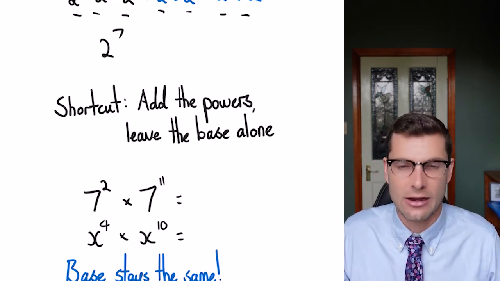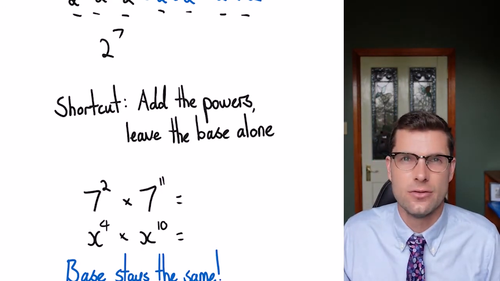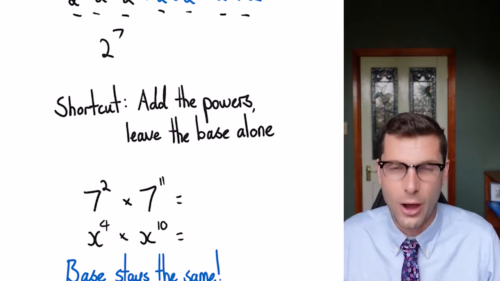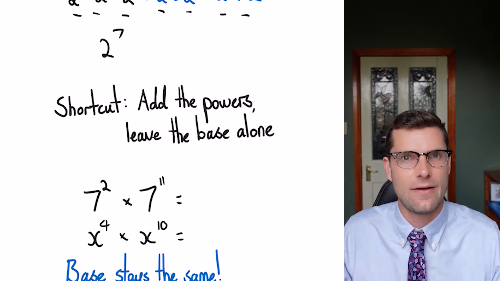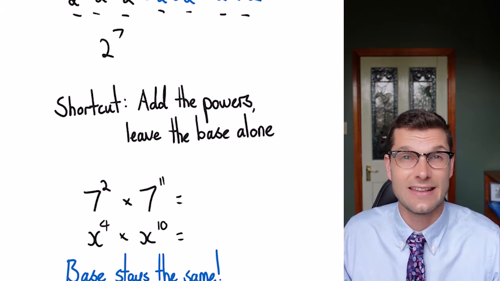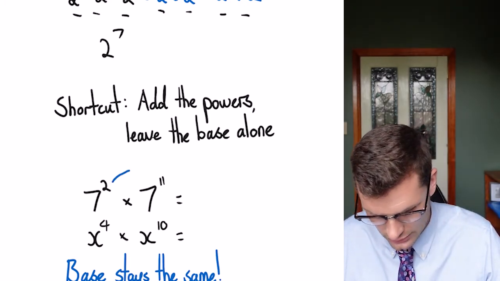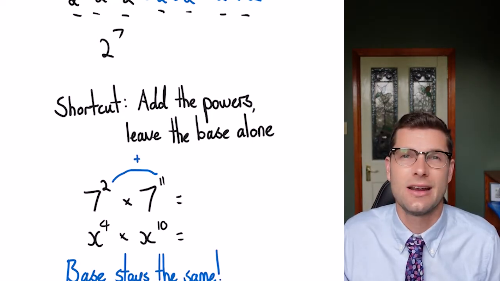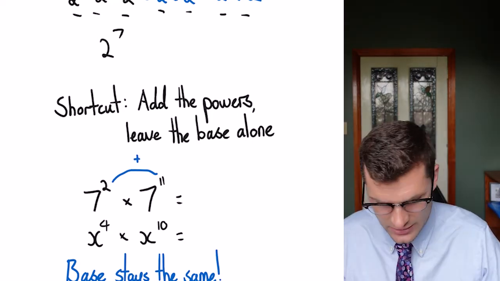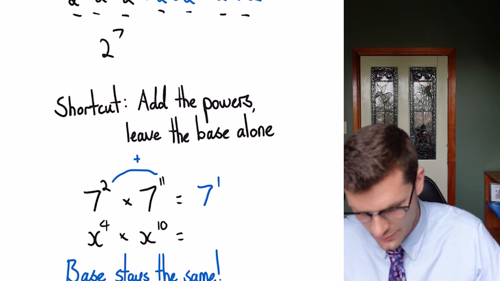So for this example here, if I've got 7 to the power of 2, that means 7 times 7, multiplied by 7 to the power of 11, all I've got to do to get this question right is add these little numbers up the top and leave the base the same. So the answer for this is 7 to the power of 13.